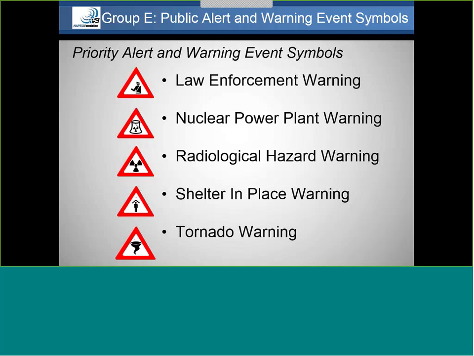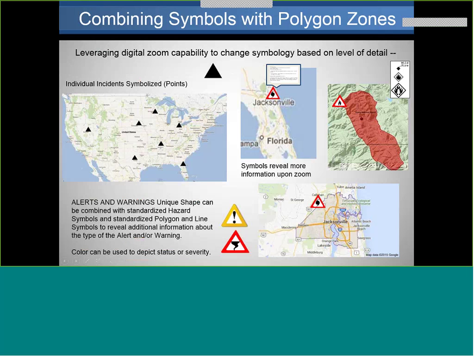Okay, next slide. All right, so these are the things we've talked about today, really looking at a unique and distinctive symbol, something that's easily recognizable at a small scale. So if you're looking over a wide area, you get an idea of the concentration of these warnings that are going out. As we zoom down in, we can start to get more detail of status or severity using color. Zooming in further gives us more information revealed upon zoom, so you're starting to see the type of events, whether it's a child abduction, law enforcement, hurricane, wildland fire.